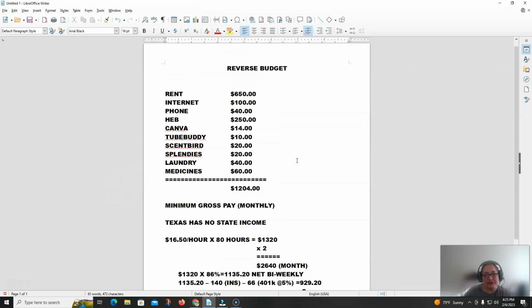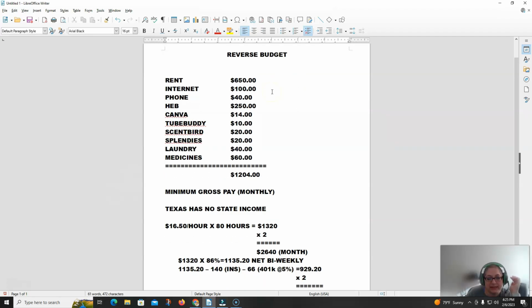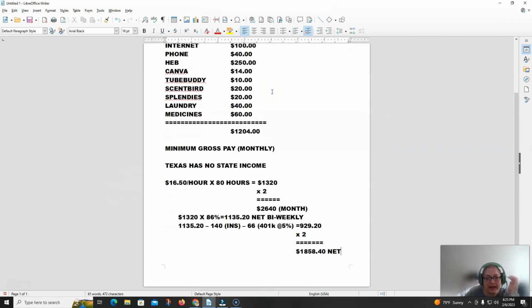So I want to go over this just one more time. So we're looking at the bills of how much everything is going to cost. And for my laundry, we do go to a laundromat, so I pay part, my brother pays part. Medicines is assuming the most expensive medicines that I have. And then we have your per hour, and divide that by monthly, but I'm paid biweekly. And I receive 86% of my check back after federal taxes are taken out.